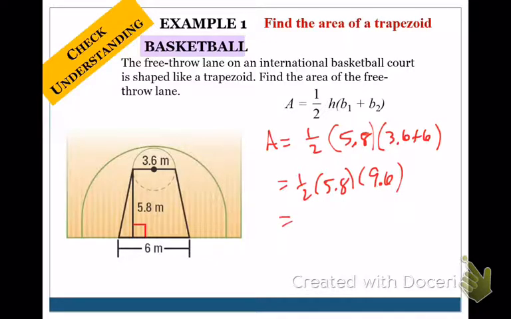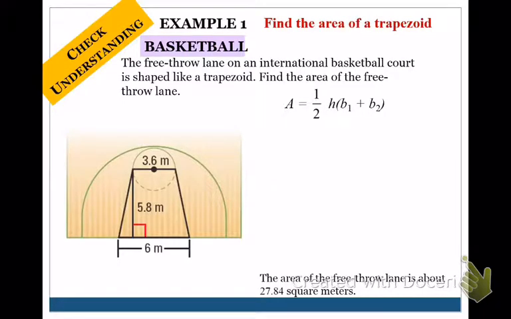And when you multiply that out, you do get 27.84 square meters, and that's how much paint you would need to paint, or now you can figure out how many gallons of paint you might need to paint that lane, that area. Okay? So you see it again, 27.84.